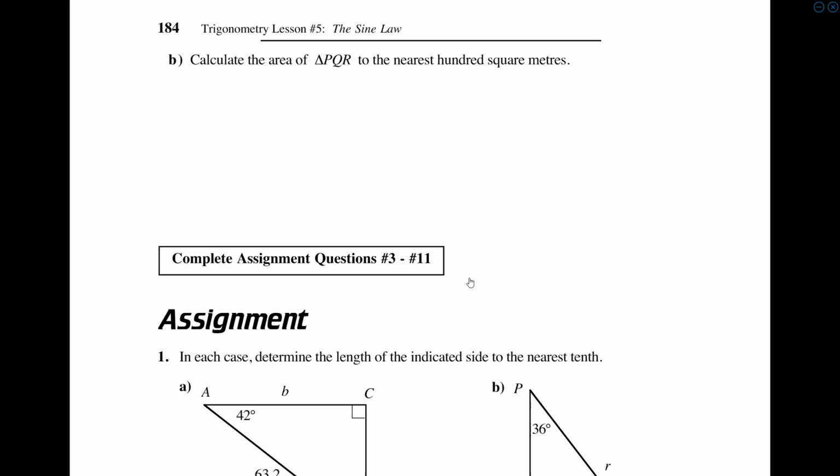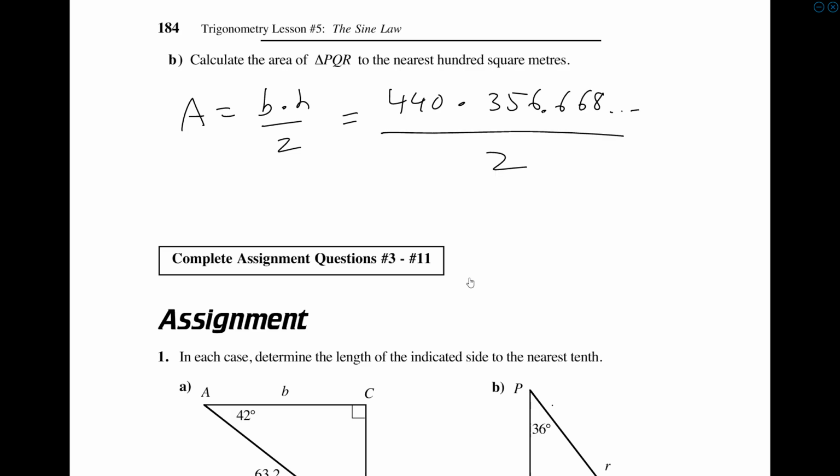So area. Your voice, you moved that so fast. Yeah, it's because I was expecting you to do it on your calculator. Base times height over 2. Don't worry about it. Base we called 440 meters. Height we called 356.668 divided by 2.